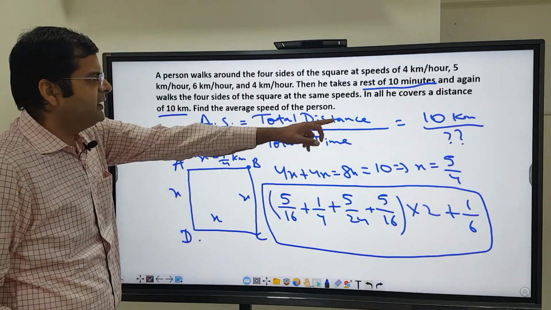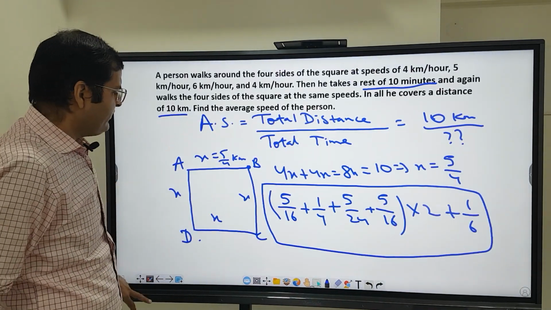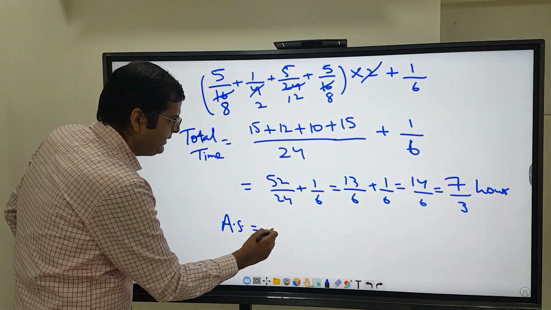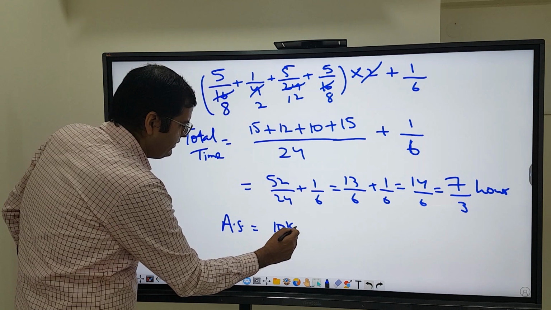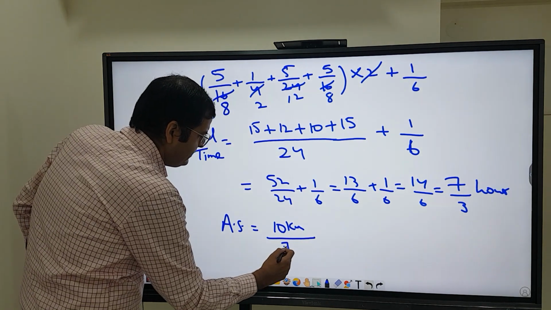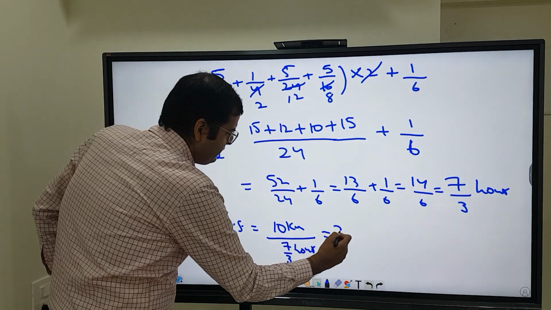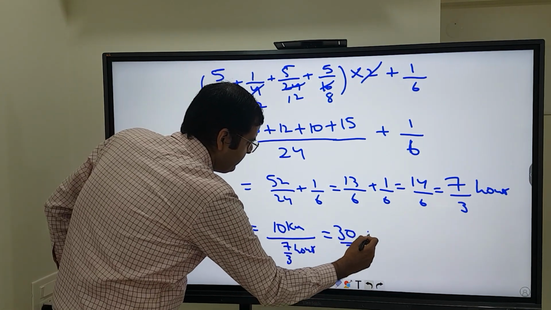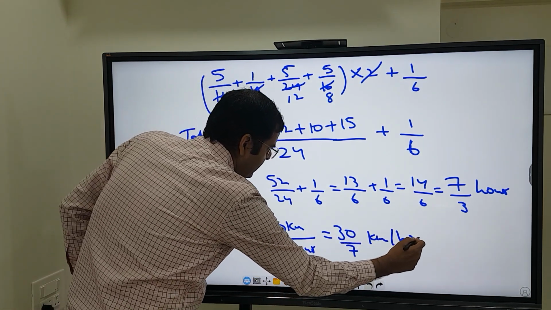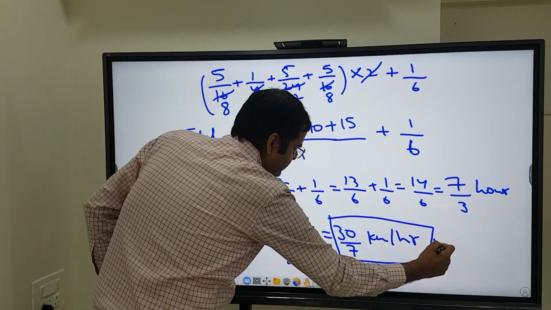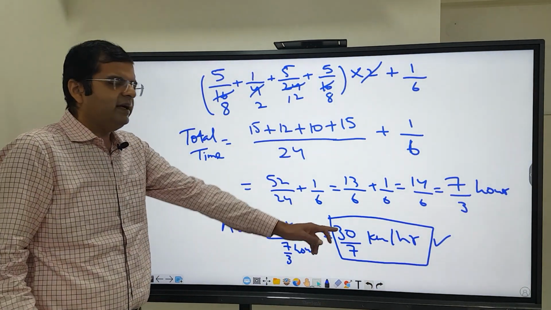You already know the total distance is 10 kilometers. So the average speed, which is what we have to find, is 10 kilometers divided by 7 by 3 hours. So this 3 goes above, and it becomes 30 upon 7 kilometers per hour. And that is the right answer. So 30 by 7 kilometers per hour is the right answer to the question.